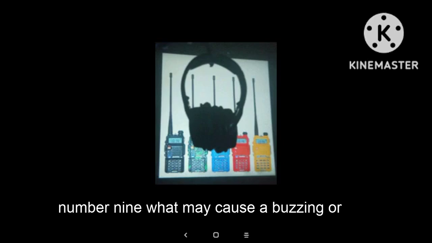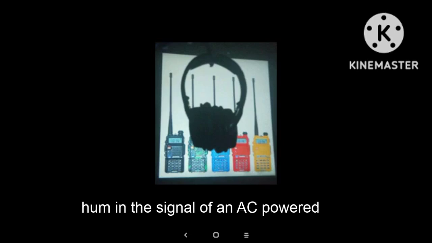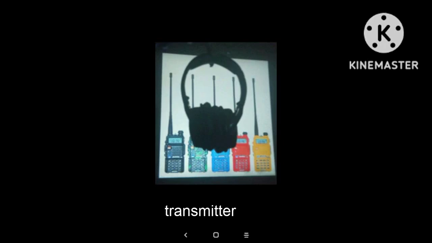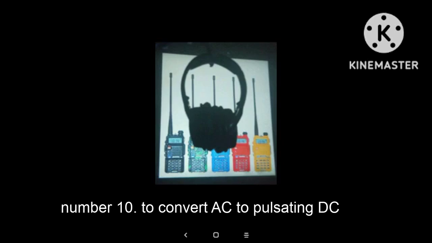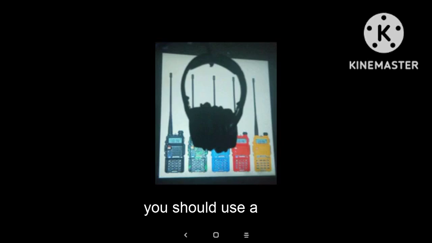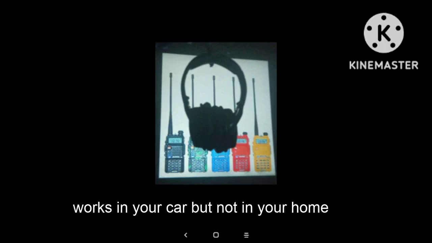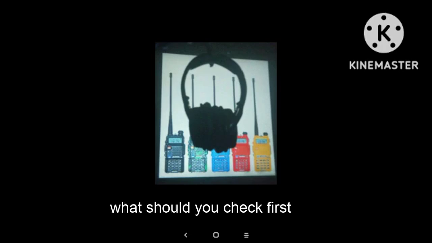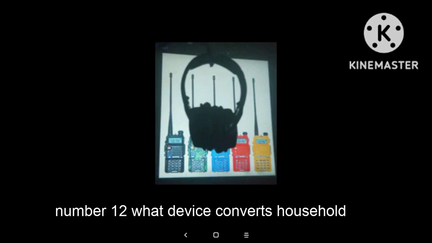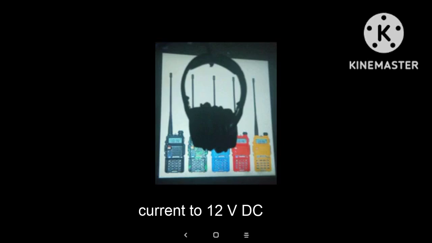Number 9. What may cause a buzzing or hum in the signal of an AC-powered transmitter? A bad filter capacitor in the transmitter power supply. Number 10. To convert AC to pulsating DC, you should use a diode. Number 11. If your mobile transceiver works in your car but not in your home, what should you check first? The power supply. Number 12. What device converts household current to 12V DC?